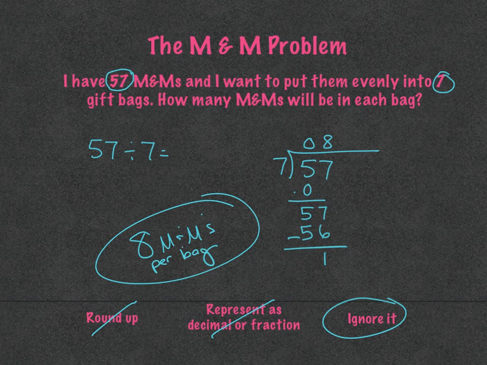All right, guys, that is representing remainders. And then we had our M&M problem where we had to ignore it because you can't cut M&Ms into pieces or else you get M&M dust. So that is remainders and how to interpret them in word problems.